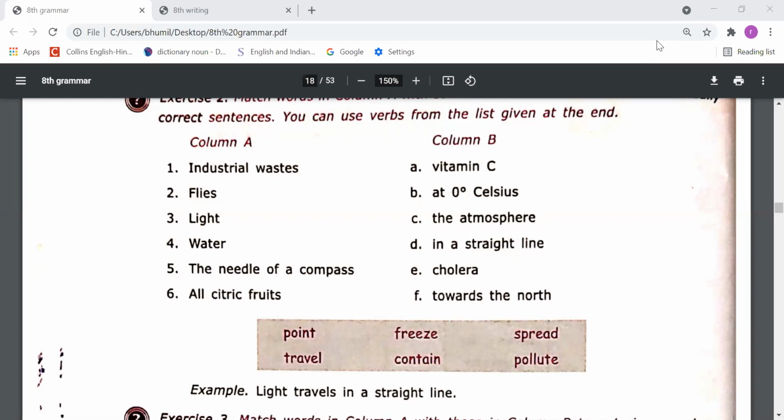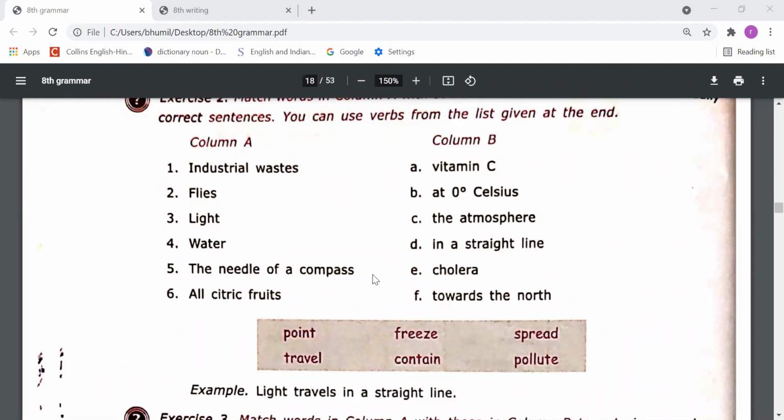After that, we need to mention the atmosphere, right? So you need to mention here the C part. After one, you need to mention here C, and here also, pollute, you will mention C, right? Next, flies. Let me see which will be the right one. Flies spread cholera. Cholera is a disease name. So we can say flies spread cholera. So we need to mention here E so that we can understand. The E part is right with the second number, and for spread also, we need to mention the E part.